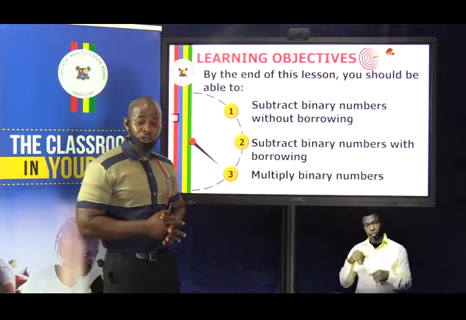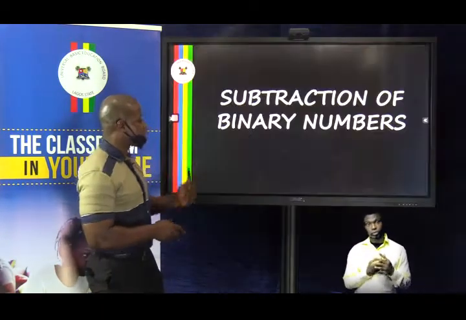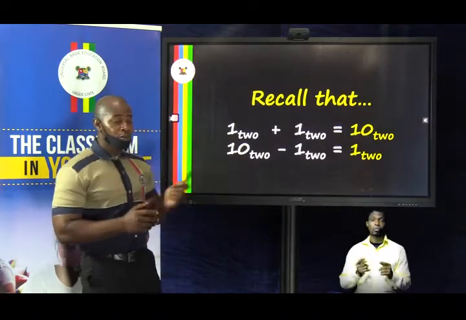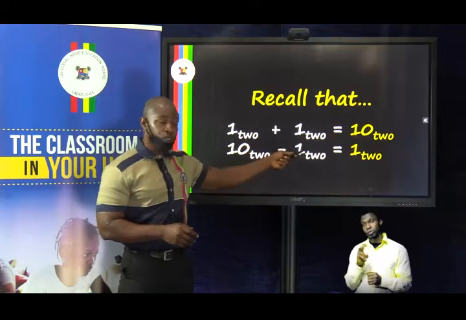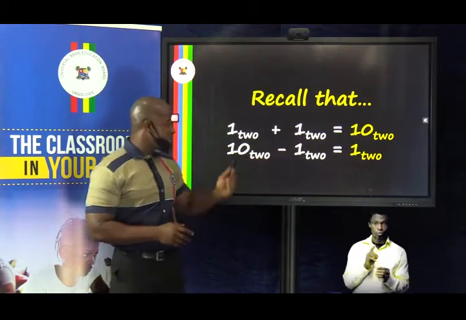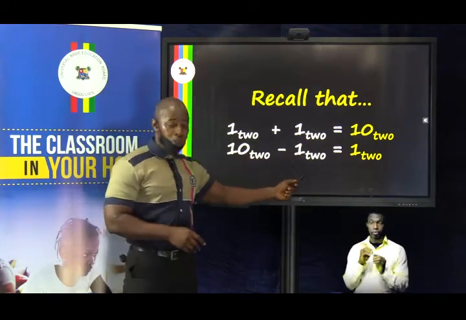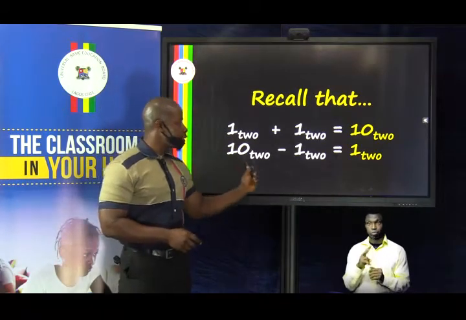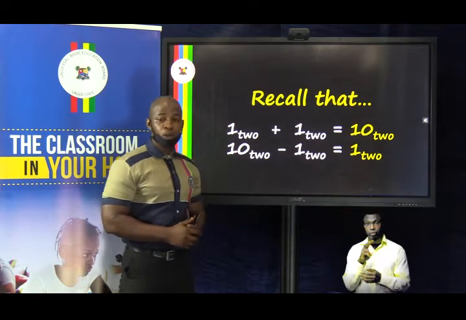Are you ready for how it's going to be done? Let's get a sneak peek. Subtraction of binary numbers will come first. Now remember that 1 base 2 plus 1 base 2 is 10 base 2. Then 10 base 2 minus 1 base 2 is 1 base 2. So this is what we're going to be working with. 10 base 2 minus 1 base 2 is 1 base 2.